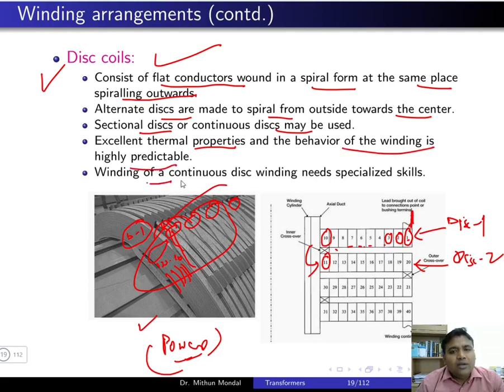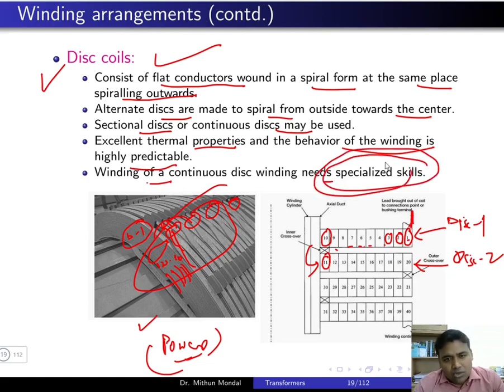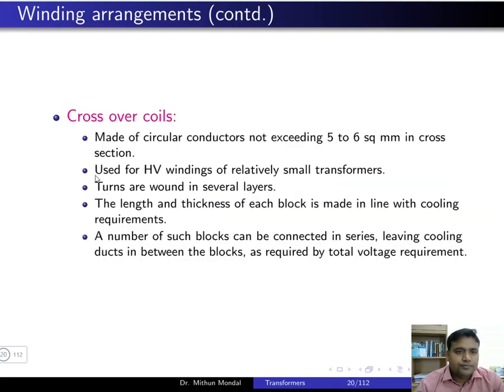Winding of a continuous disc winding needs specialized skill. This is the limitation: highly specialized technicians are required to make this type of winding. This type of coil is preferable for high voltage transformers, that is, the power transformer.